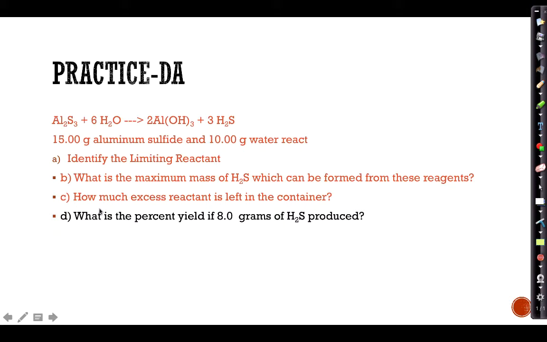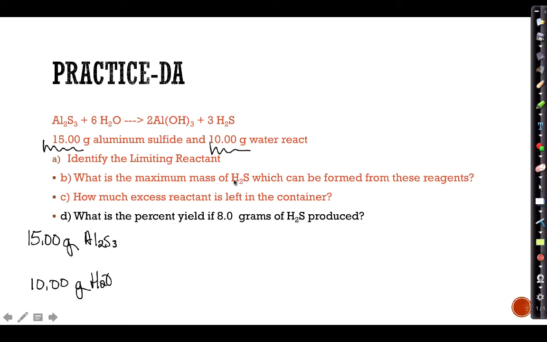So, first thing, let's go ahead and we're going to figure out what the limiting reactant is by figuring out the maximum amount of H2S. I know this is limiting reactant, not only because it says limiting reactant right there, but because it gives me two amounts of reactants here. So I know that I have to do two calculations and pick the smallest answer. So I'm going to have 15 grams of aluminum sulfide, which is Al2S3, and 10 grams of water.